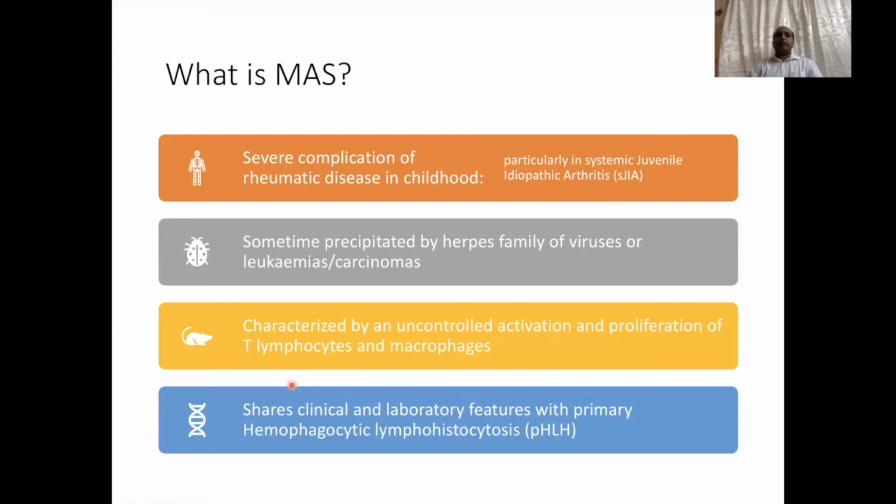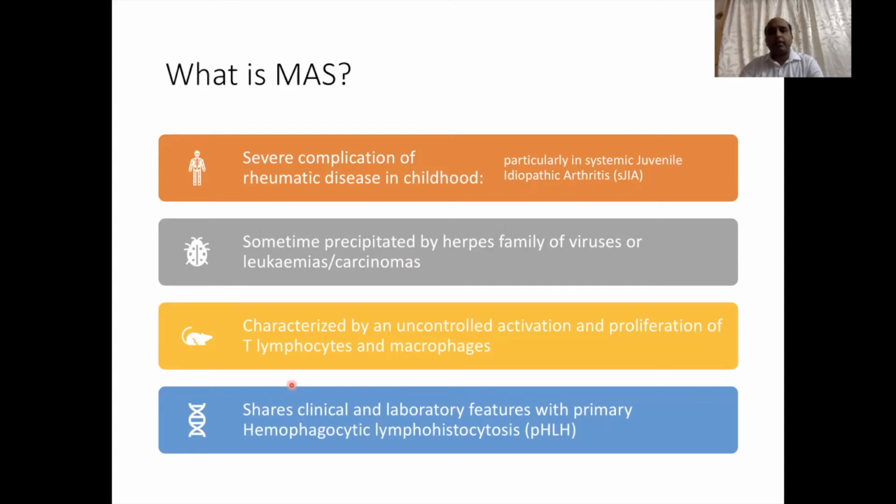As a rheumatologist, macrophage activation syndrome is mostly known because of rheumatic diseases. It is most commonly associated with rheumatic disease in childhood, particularly systemic onset JIA. As I already mentioned, it can also be familial HLH, or sometimes associated with a virus, leukemia or cancer, or EBV virus. It is characterized by uncontrolled activation and proliferation of T lymphocytes and macrophages, because there is a defect in the killing by cytotoxic T lymphocytes or NK cells.